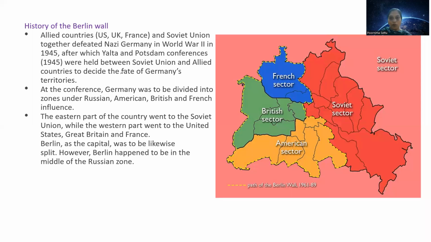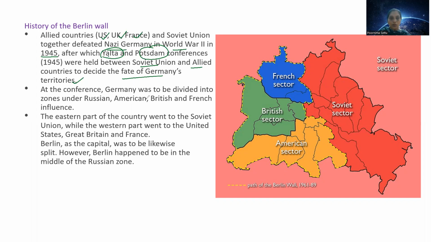History of the Berlin Wall. Allied countries: what are the Allied countries here? US, UK and France, and the Soviet Union. They defeated Nazi Germany in World War II, right? In which year? In 1945. After that, the Yalta and Potsdam Conferences occurred in 1945, held between the Soviet Union and the Allied countries. They decided the fate of the German territories.